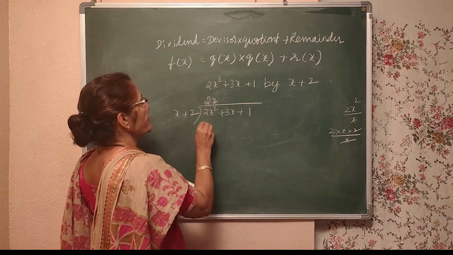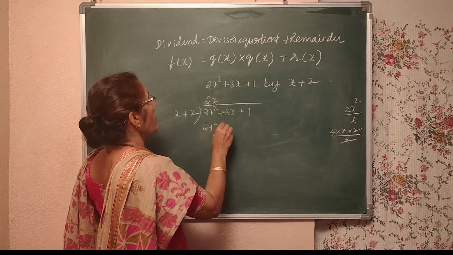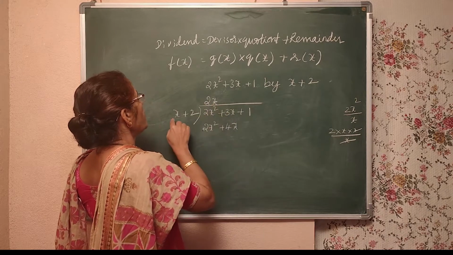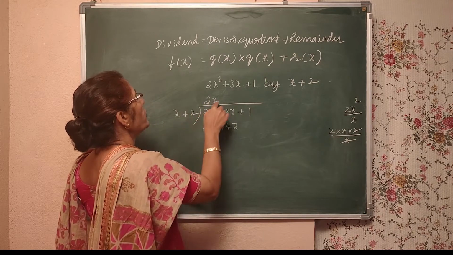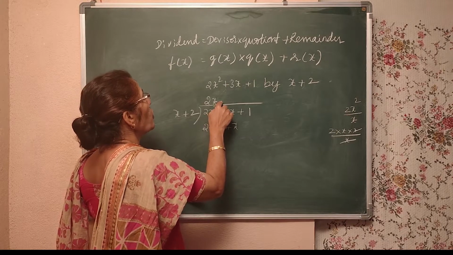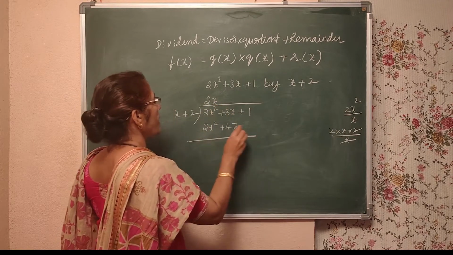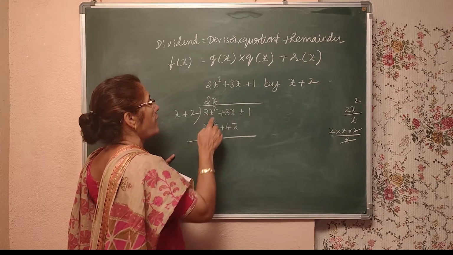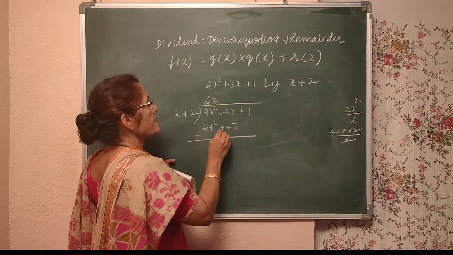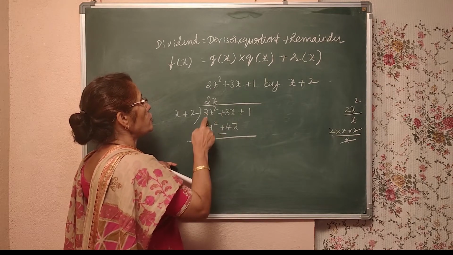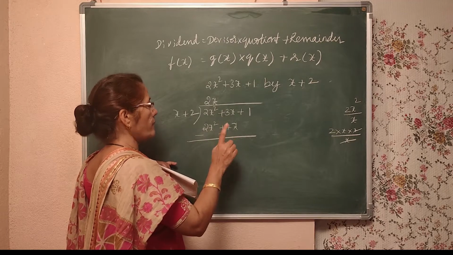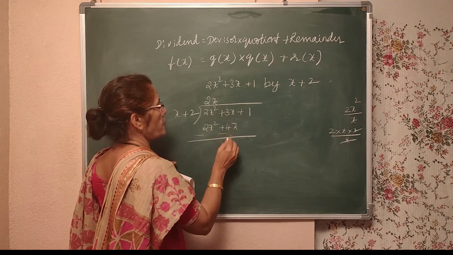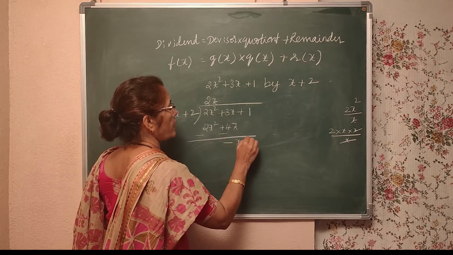2x into x is 2x square, plus 2 twos are 4x. Each and every term of the divisor you have to multiply by the quotient term. After that you have to subtract. Try to eliminate one term every time. So minus: 2x square minus 2x square is 0. You need not strike off, you can put 0. 3x minus 4x is minus x, plus 1.